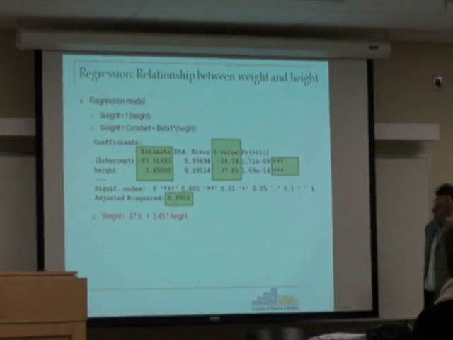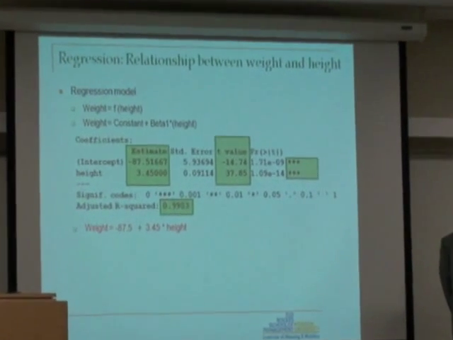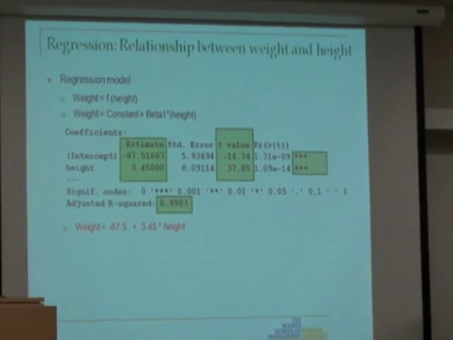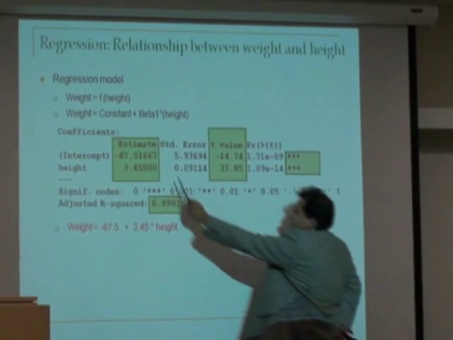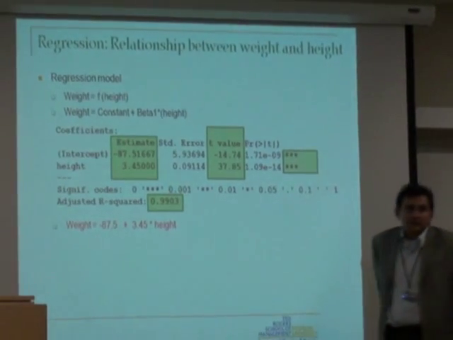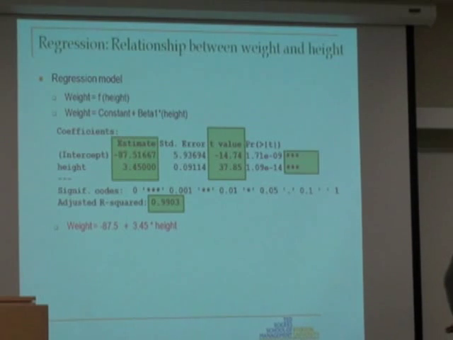Now notice that I have 4 boxes highlighted in green. Right? The first box is the estimate or the coefficient. Regardless of what software you use, you'll get the same thing, right?